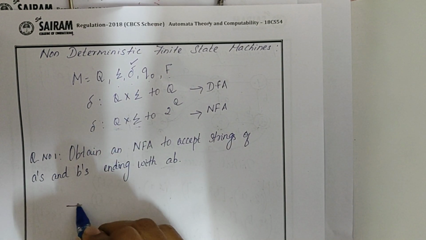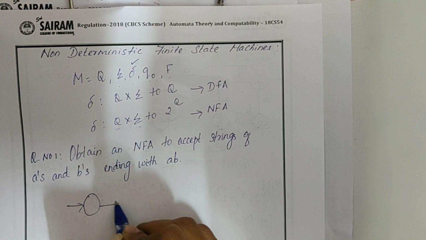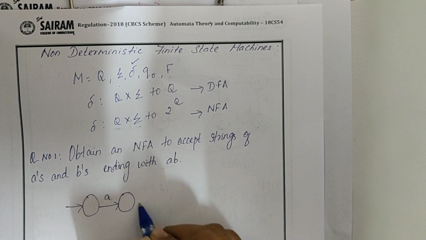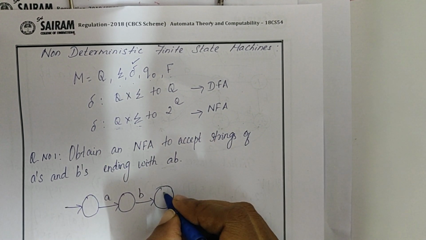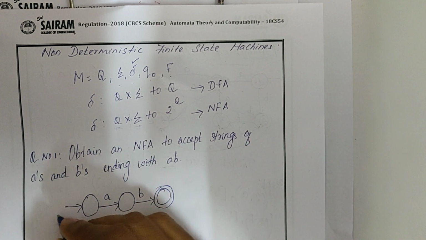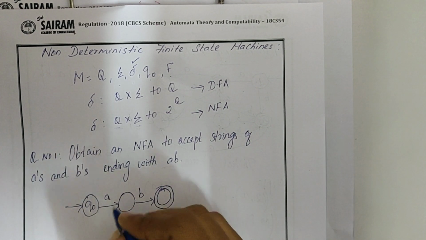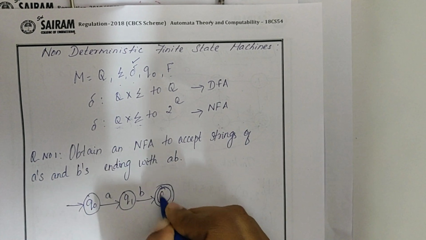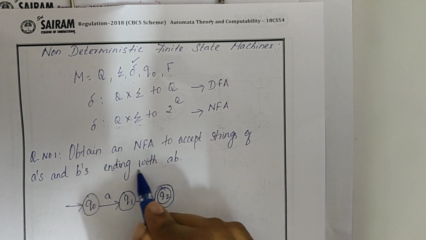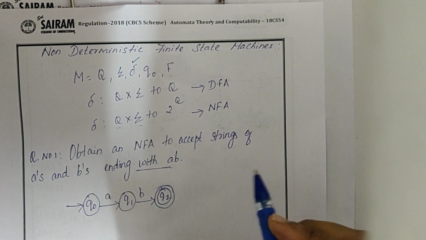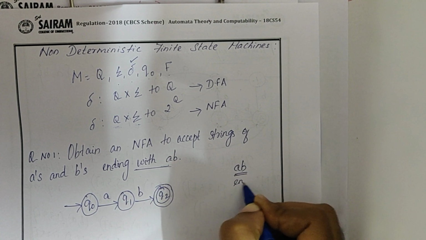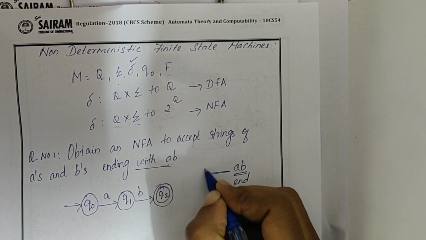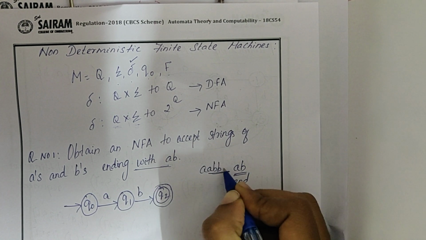AB. So what you will do is like A, B. Finish your transition diagram. This is your final state. This is your start state. Number it Q naught, Q1 and Q2. What is given is that it should end with AB. My string should end with AB.